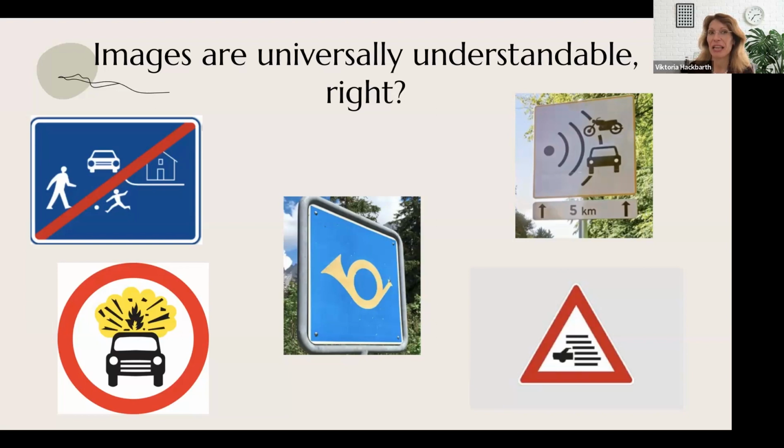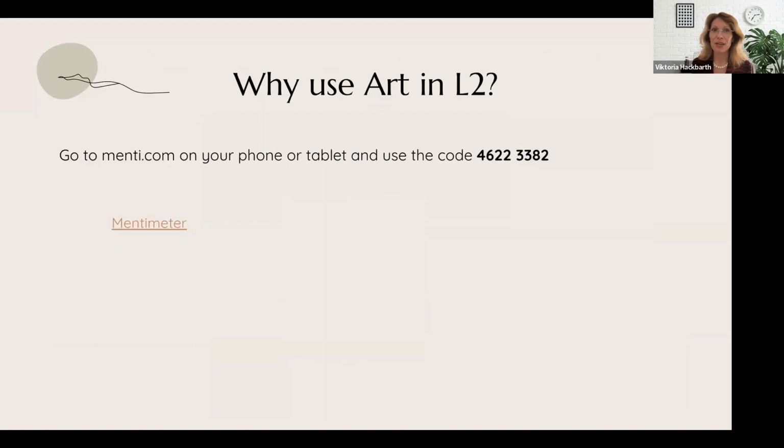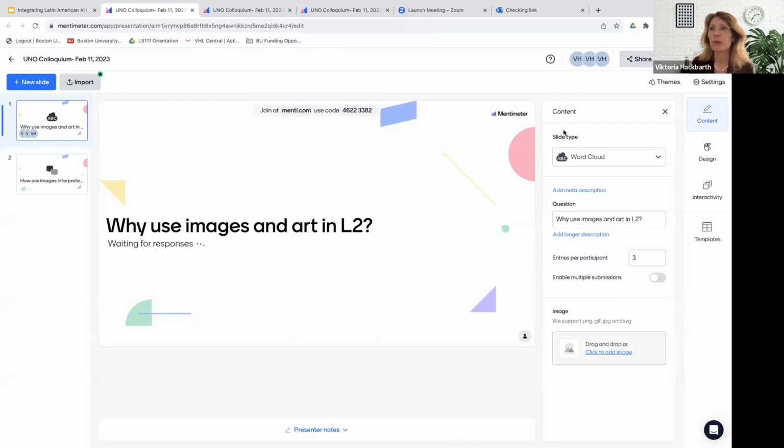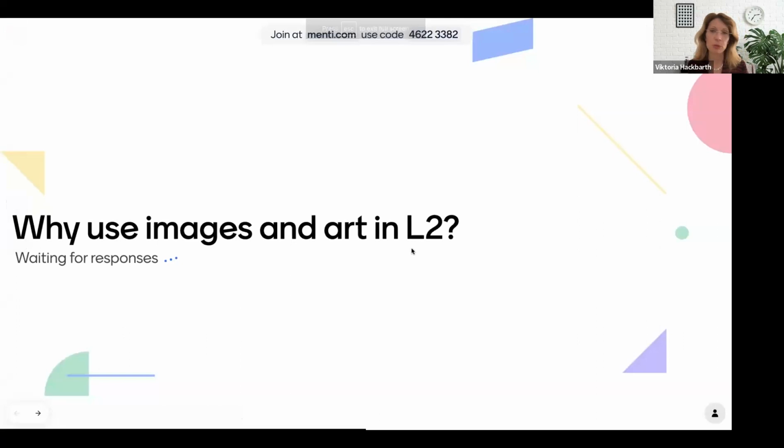So let's go to the Mentimeter. And I have a question for you. Why use art in L2, second language? I'm going to open the Mentimeter. What I'd like to ask you is to go on your phones or your mobile device or your tablet and put in menti.com in your browser. Then it's going to ask you to put in a code, and the code is going to be here on the very top, 4622-3382. So on your mobile phone, just open it in Safari, menti.com. I'm going to do it too. It's going to ask you to enter a code, which is 4622-3382, and then submit.